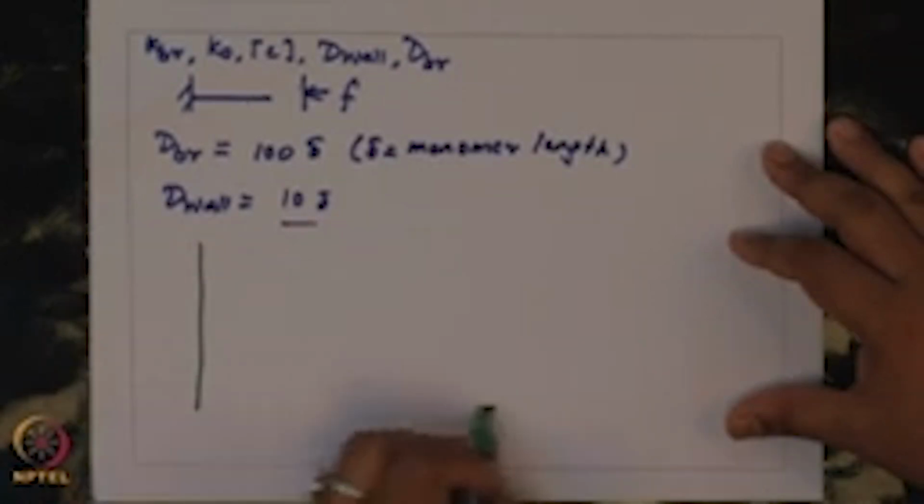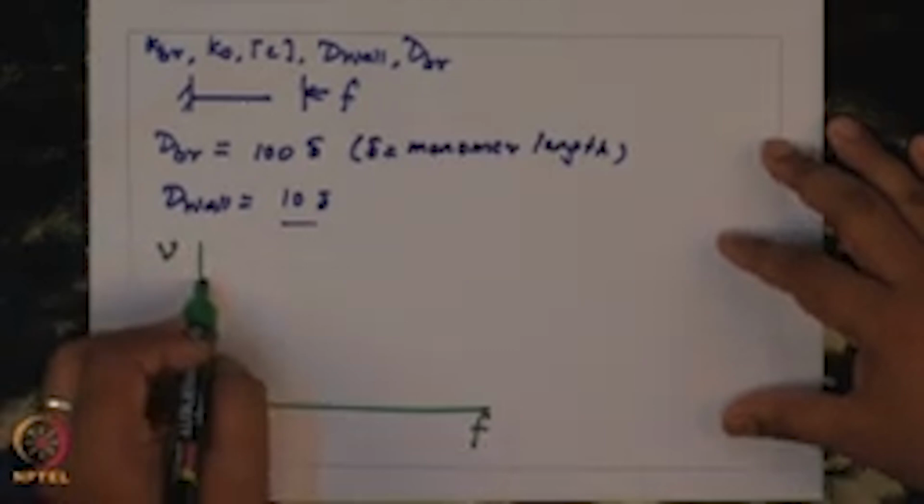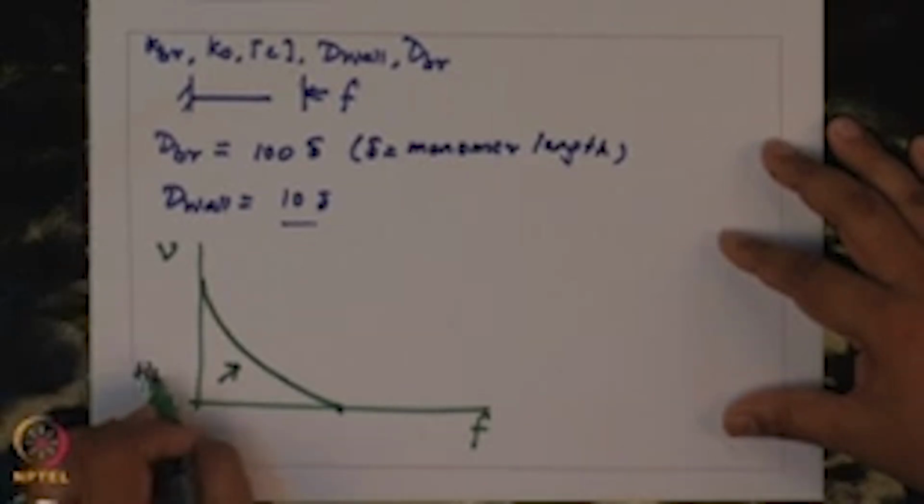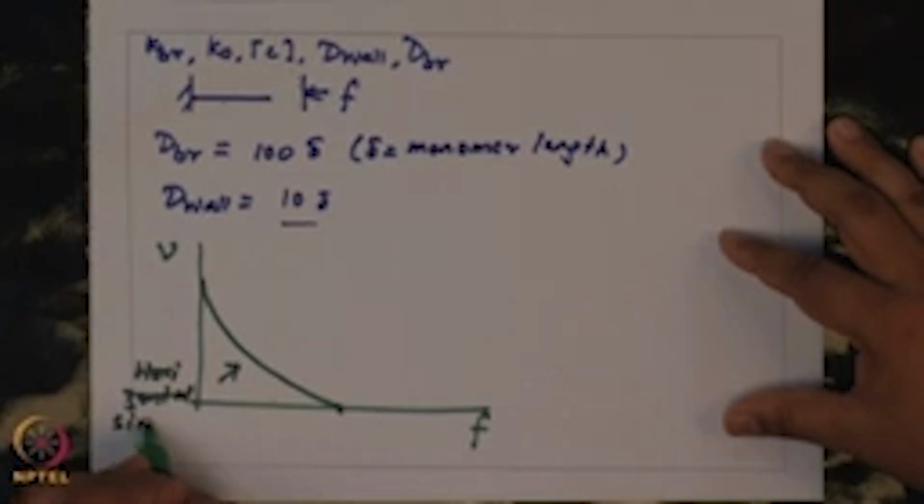Okay. So, if I look at the velocity versus force curve for the single filament, corresponding to a horizontal filament, single filament without branching.